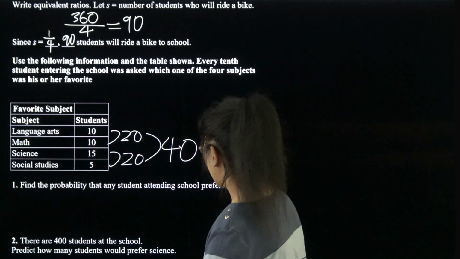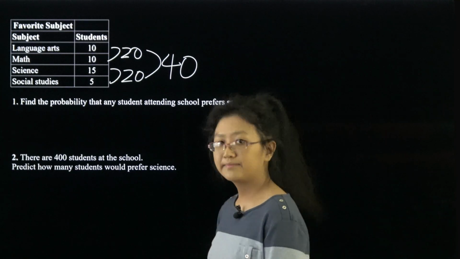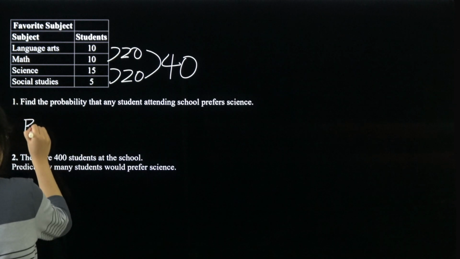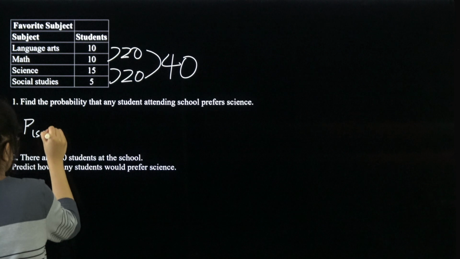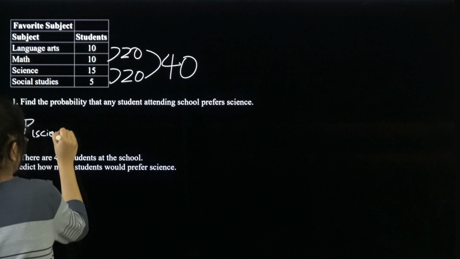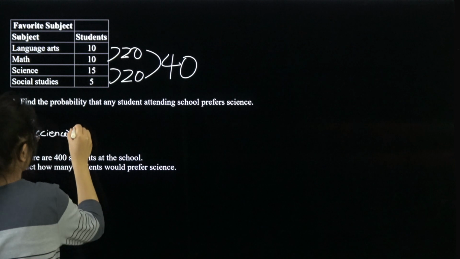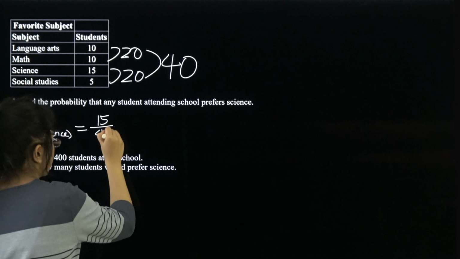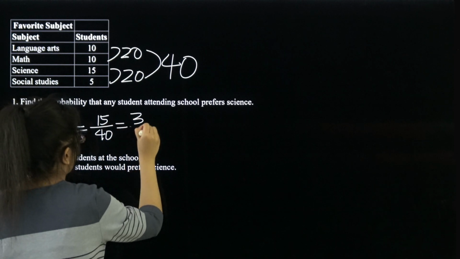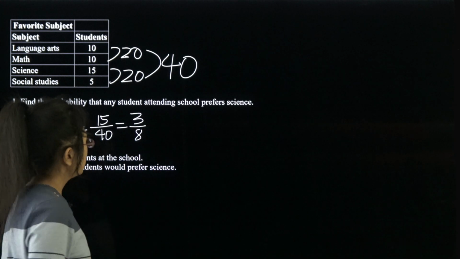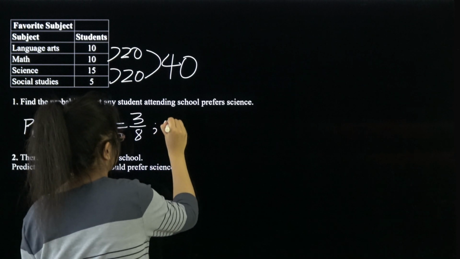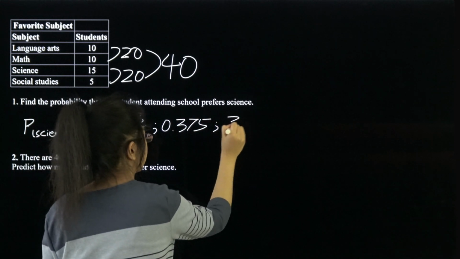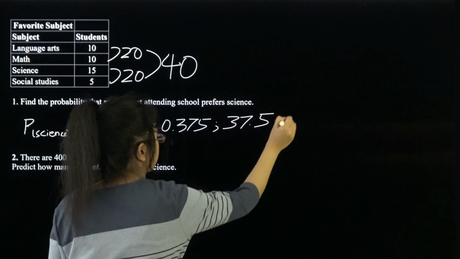So find the probability that any student attending the school prefers science. Well, P(science) equals 15 over 40 equals 3 over 8. This is also equivalent to 0.375 and 37.5%.